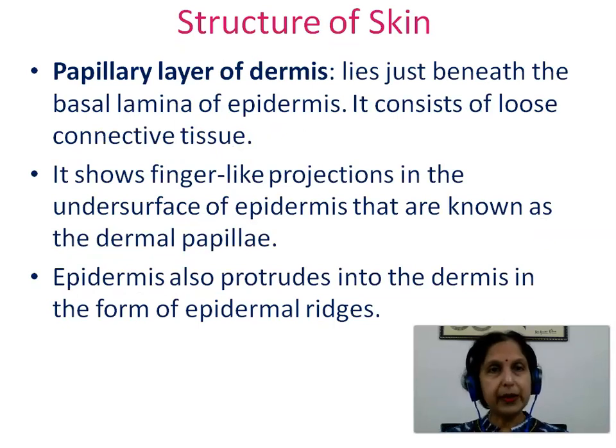Papillary layer of dermis lies just beneath the basal lamina of epidermis. It consists of loose connective tissue. It shows finger-like projections in the undersurface of epidermis that are known as the dermal papillae. Epidermis also protrudes into the dermis in between the adjacent dermal papillae, and that is what forms the epidermal ridges.